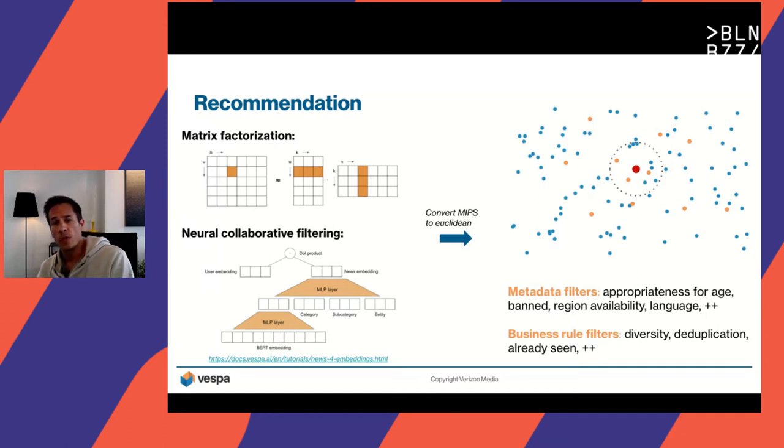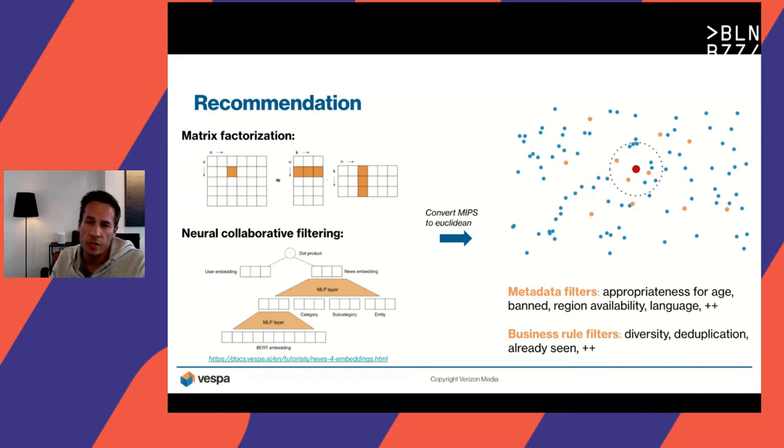In any case, we create these user embeddings and item embeddings and find the items to recommend by doing a dot product or inner product search between the user embeddings and the item embeddings. This is called maximum inner product search, and it isn't directly implementable in approximate nearest neighbor algorithms. So we need to convert the MIPS problem to, for instance, a Euclidean distance problem, which allows us to do so.